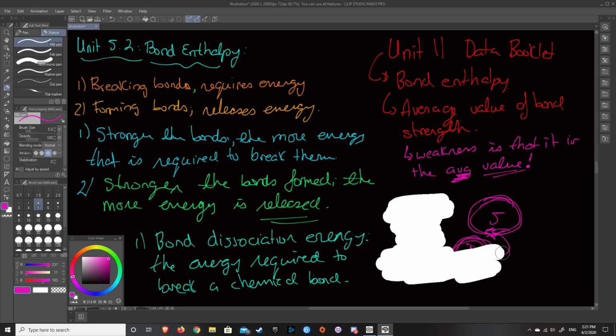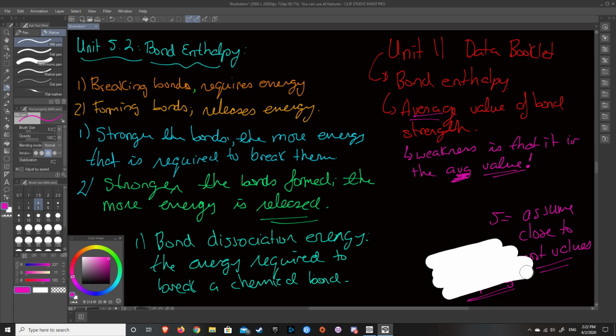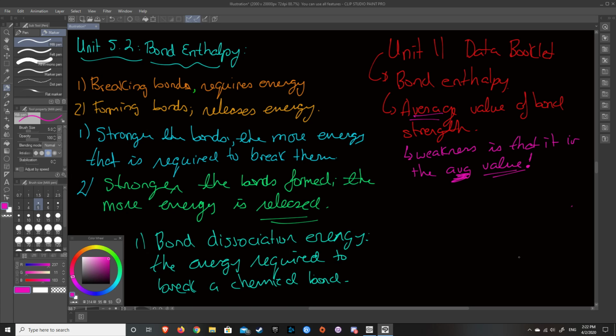It gives you a solid value, you can assume it's close to most values, but there are going to be outliers. There are going to be exceptions. So with this, the average is a weakness in this circumstance. Okay, so let's do an example here. Let's try to calculate this.